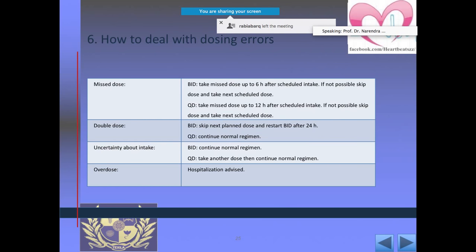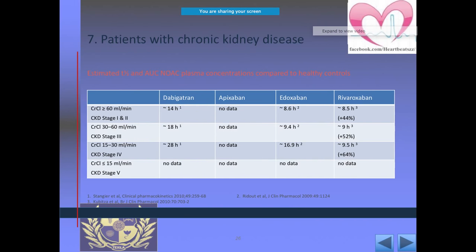However, for a double dosage, if someone has taken an extra pill or tablet, you may skip the next dosage. And if someone has overtaken the drug, you must immediately hospitalize those patients.